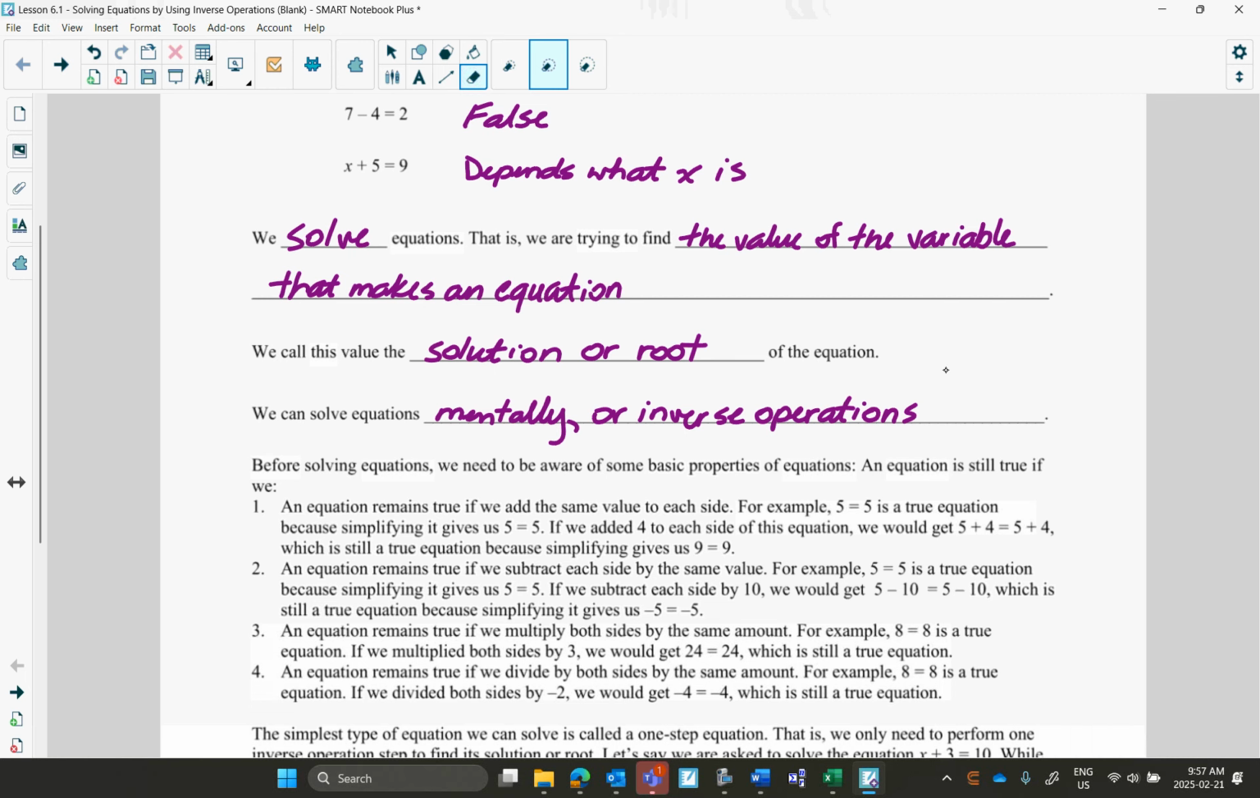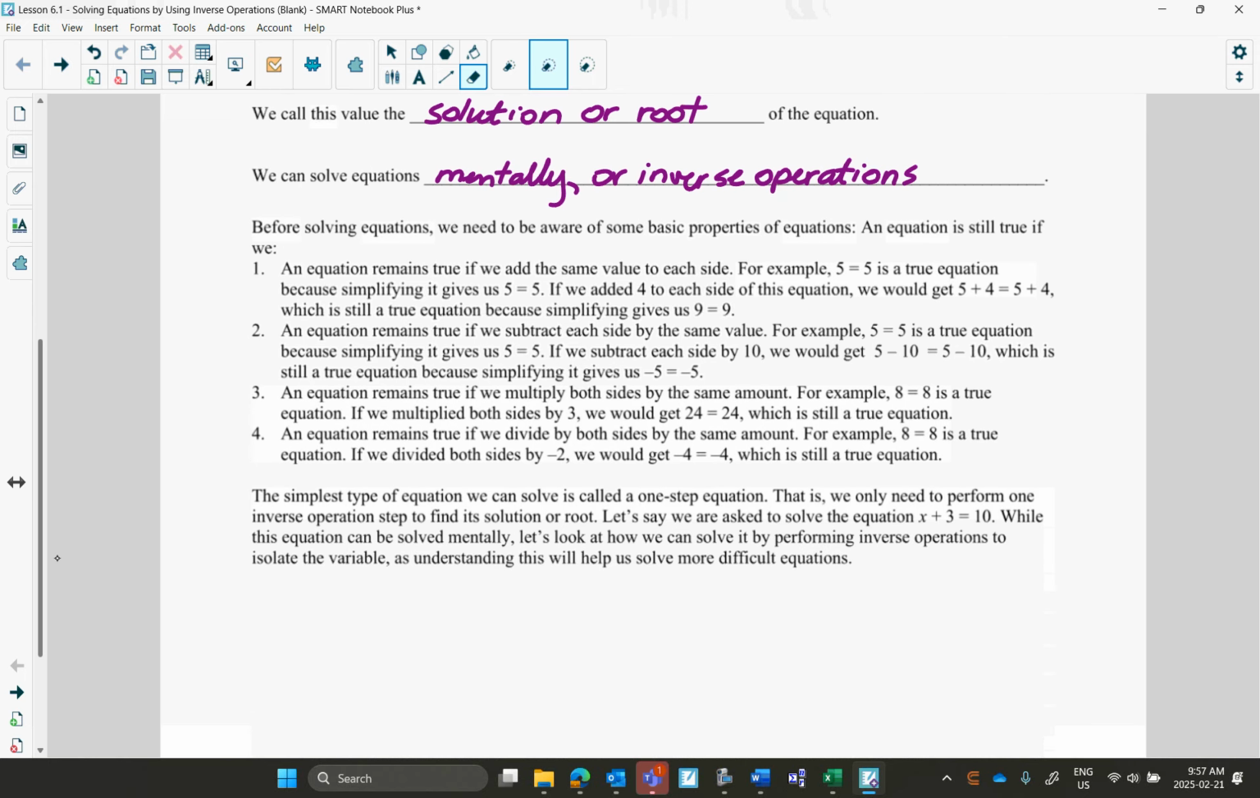Well, think about it. If you add the same value to each side of an equation, the equation always stays true. So I think you would all agree, this is an equation, 5 equals 5. If I added 4 to each side, what would I get? 9 equals 9, right? Is that still true? Yes. If I took 5 equals 5 and subtracted 10 from each side, what does this look like? -5 equals -5, which is still true.